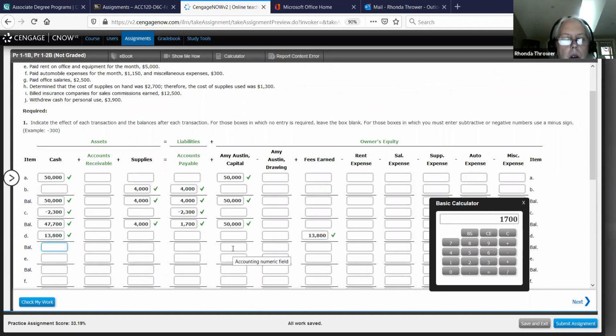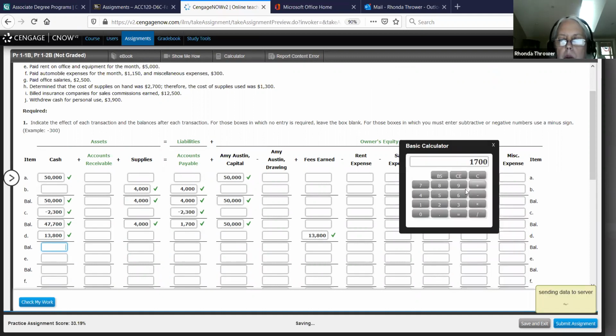All right, now what you need to do is rebalance the account because we're on the balance part of this. So we're going to put into our calculator what we had in cash before the transaction, which was $47,700. Because we added the fees earned to that cash amount, we received cash, in other words. The total amount of cash that we have now is $61,500.